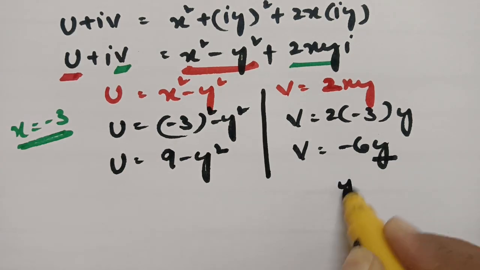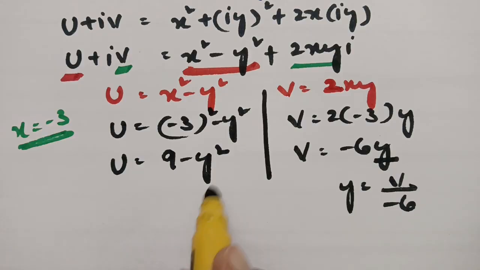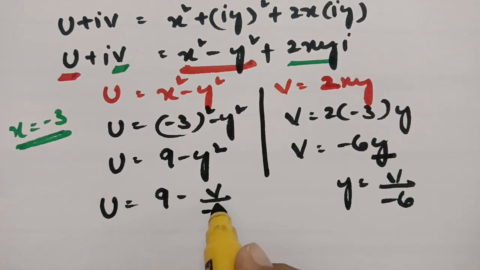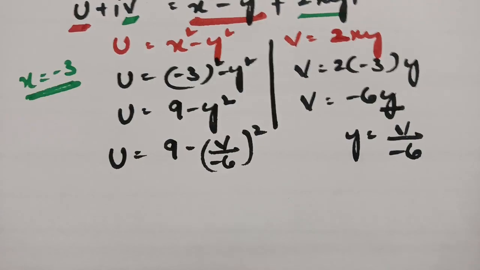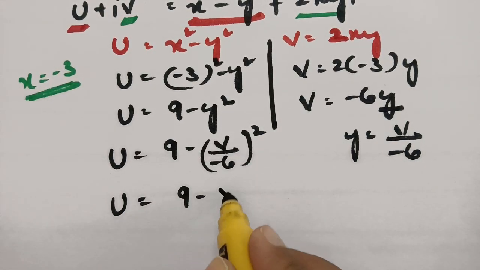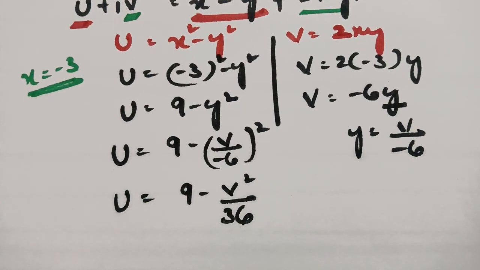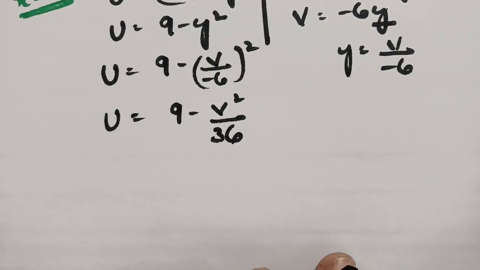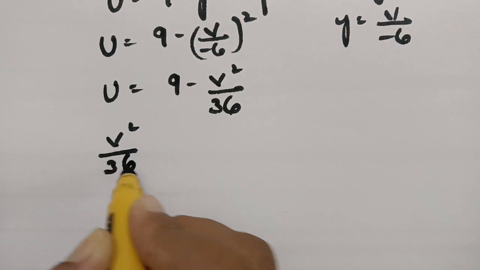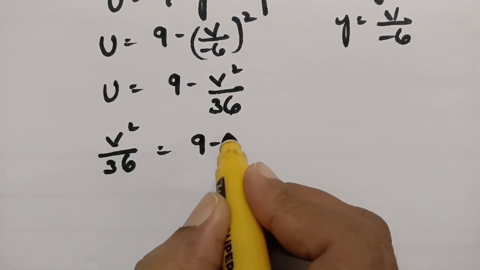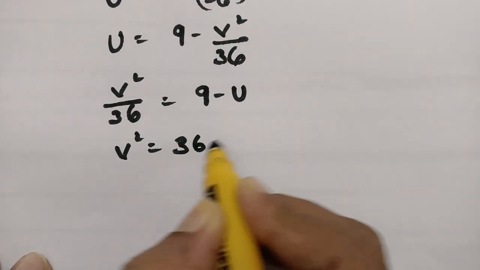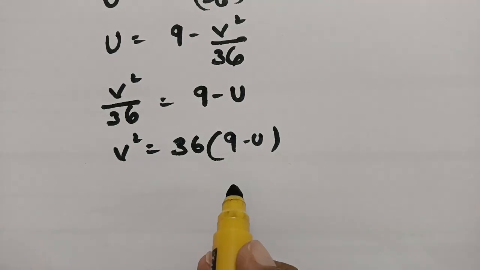If I take the y value, y is going to become v by minus 6. If I substitute the y value here, u is going to become 9 minus v by minus 6 whole square. So u is equal to 9 minus v square by 36. If I bring v square by 36 to the other side, we get v square is equal to 36 times 9 minus u.